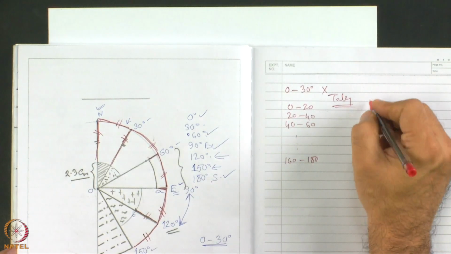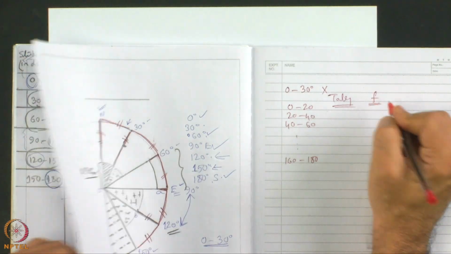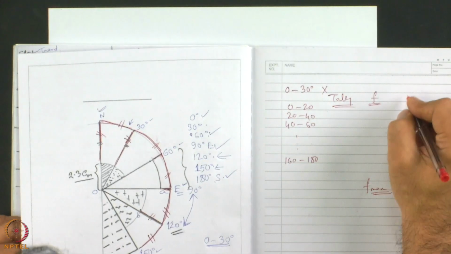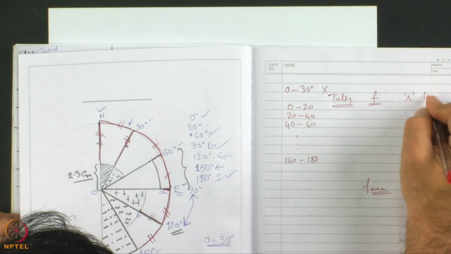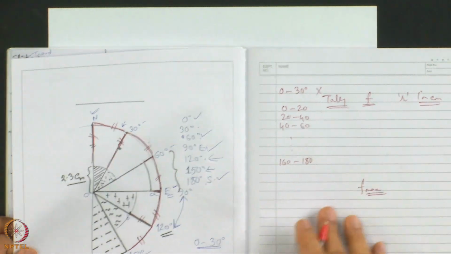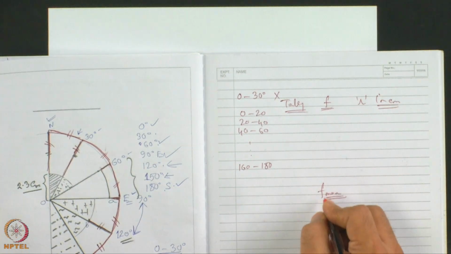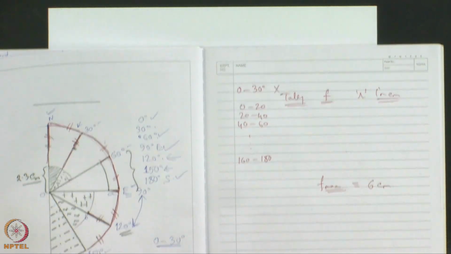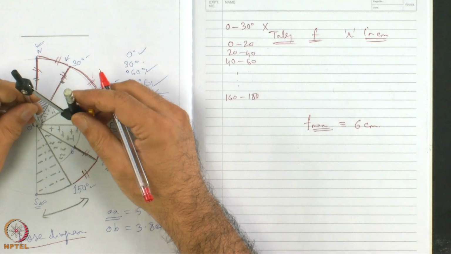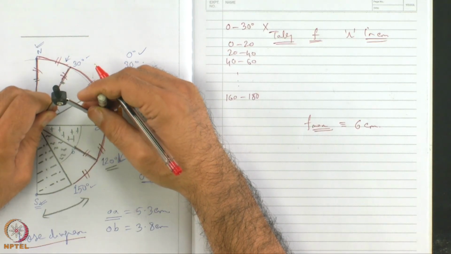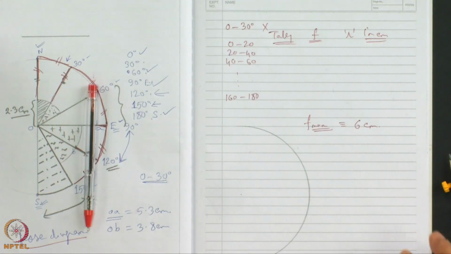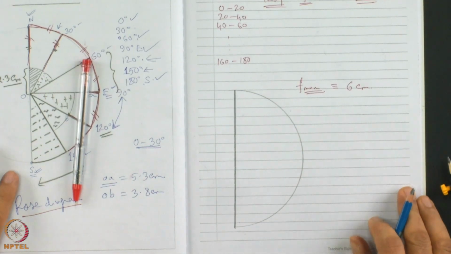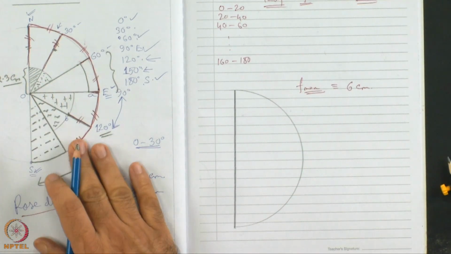tally, then you have to find out frequency, find out the F max, and then find out the equivalent radius r in centimeter. Once these are done, you have to consider F max is equivalent to, again let us take 6 centimeter. So, you have to draw a half circle of 6 centimeter radius and then draw the north south line. What change will happen in this Rose diagram compared to that one?